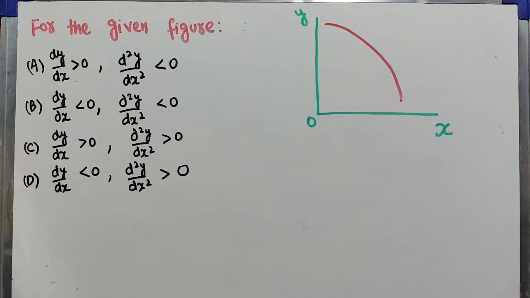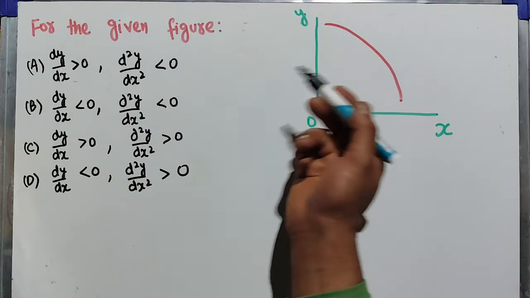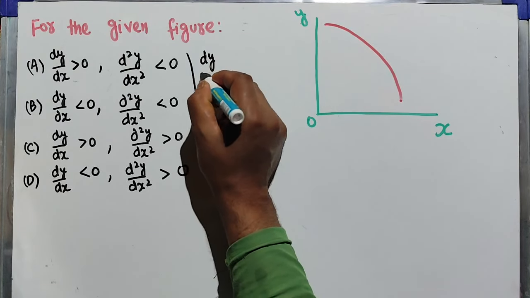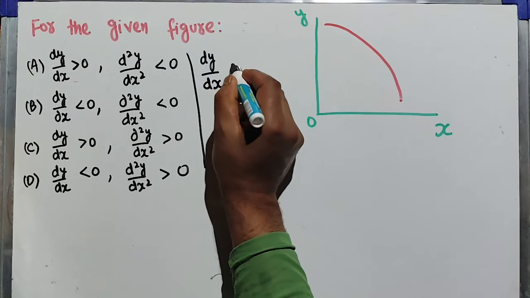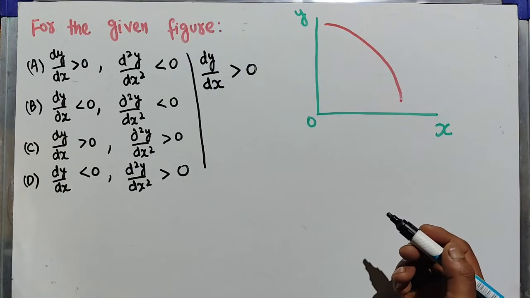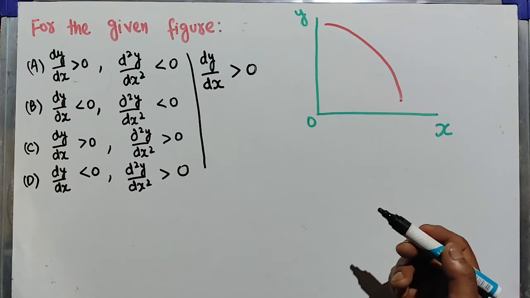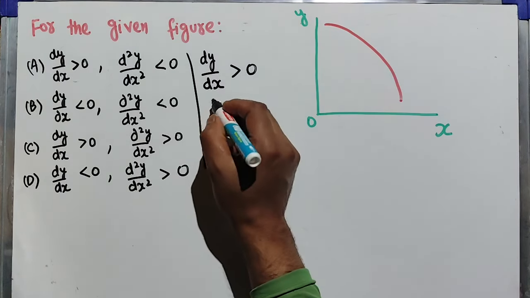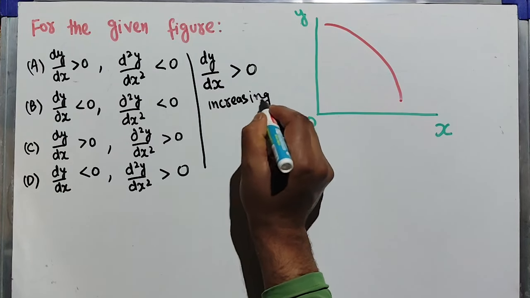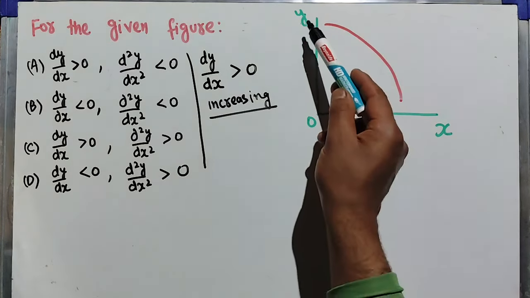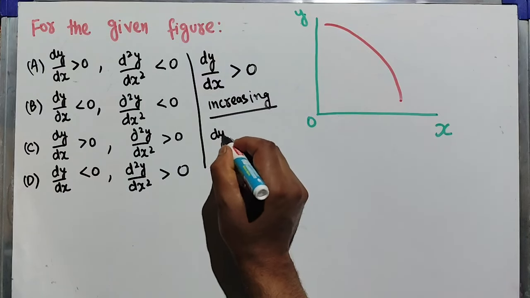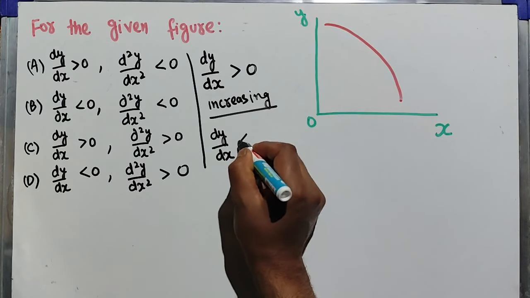Now if I have this graph, if for a function the first derivative is greater than zero, then the function is increasing, or its slope is increasing. Clearly in this graph the slope is decreasing, you can see. So we have dy upon dx that is less than zero.